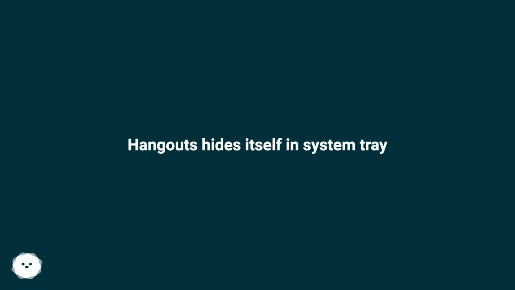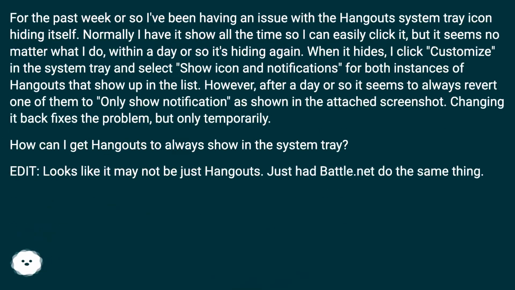Hangouts hides itself in system tray. For the past week or so I've been having an issue with the Hangout system tray icon hiding itself. Normally I have it show all the time so I can easily click it, but it seems no matter what I do, within a day or so it's hiding again.